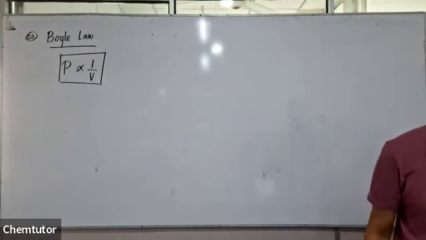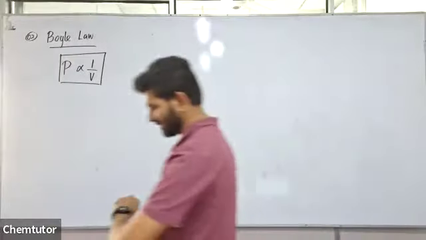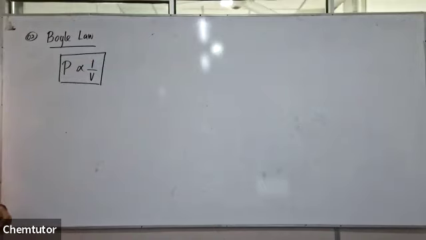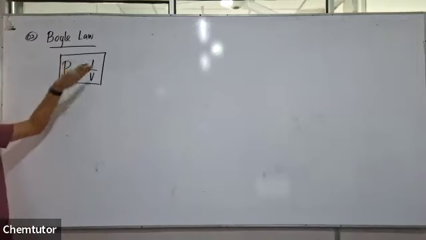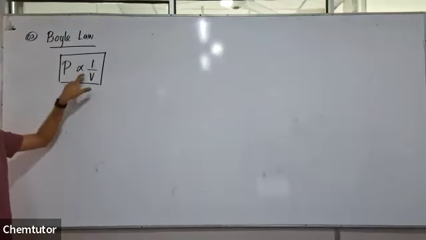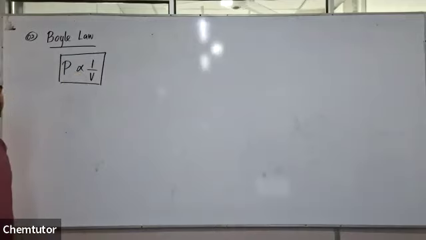Right, so let's come to this one. So pressure is inversely proportional to volume. That was said by Robert Boyle. He said that pressure of a given gas is inversely proportional to volume, and then we can remove this proportionality by adding a constant.